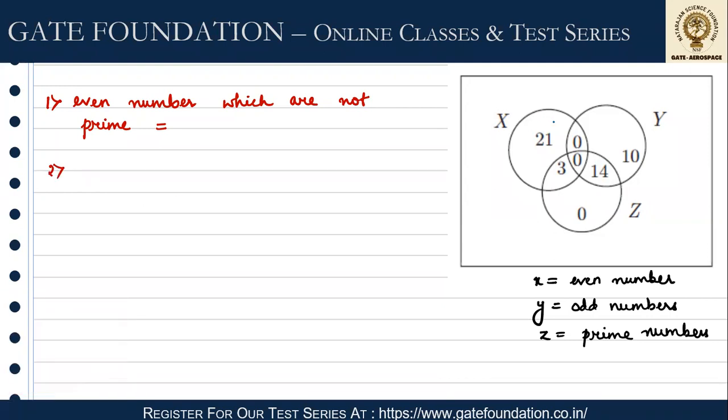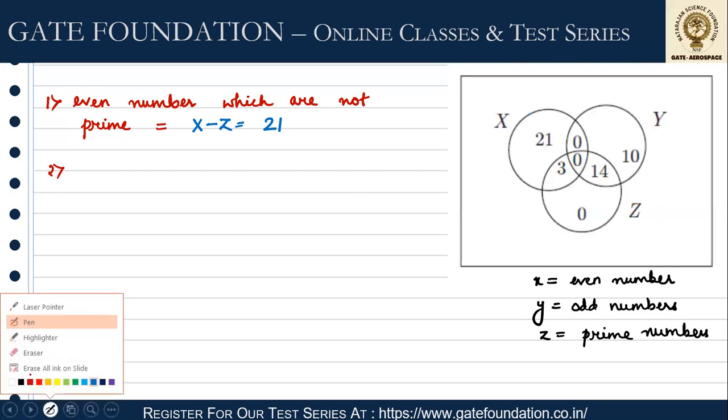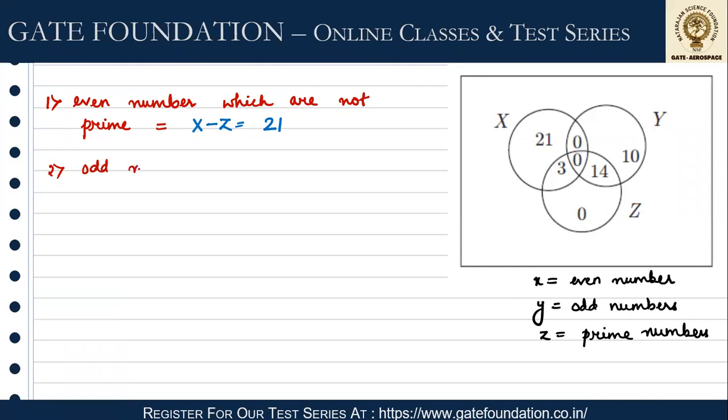That's correct. So even हमारे पास सेट कौन सा है, X, and prime set है हमारे पास Z. So it will be X minus Z. अब X में अगर आप देखने जाओ, we had 21 and 3 and 0. अब इसमें से Z हटा दो, 3 चला जाता है, so we will be left with 21. Only X part आएगा, Z part नहीं आएगा. Let's do the next part. The odd numbers which are prime.